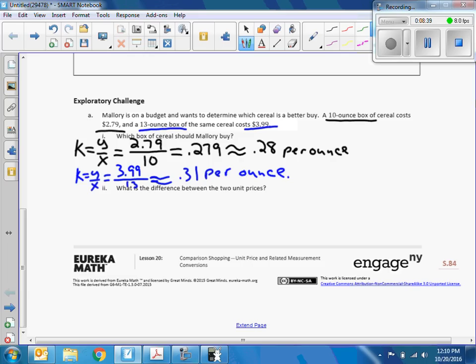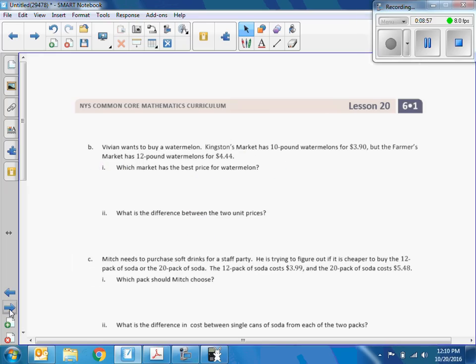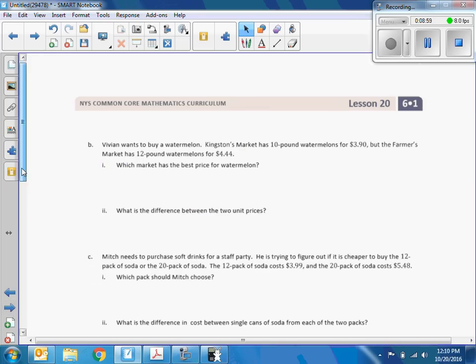Now that we know the unit rate, how much per ounce, we can see which one's cheaper. 28 cents per ounce is cheaper than 31 cents per ounce. The difference between the two prices is simply 31 minus 28, which is approximately 3 cents. I say approximately because remember we rounded both of them. Okay, 3 cents. B.